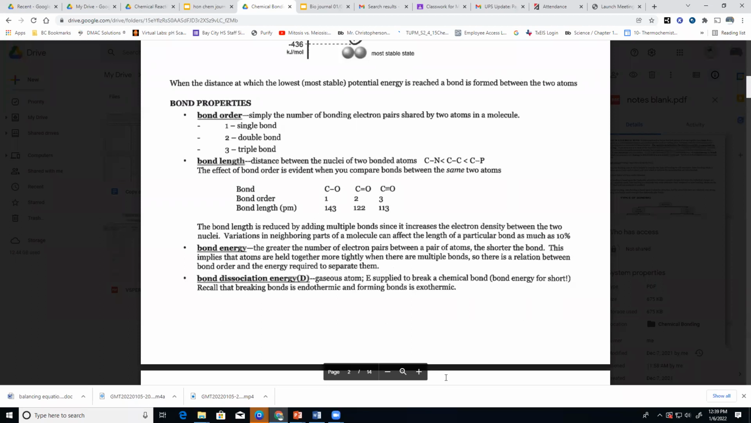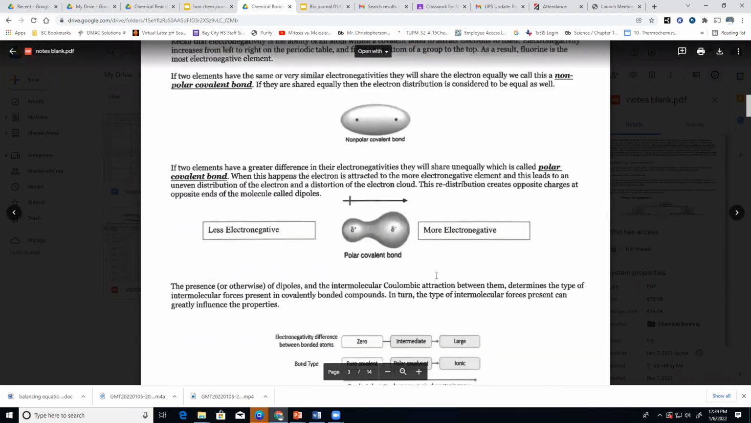So we talked about electronegativity and dipoles. Cool. All right. We may get a little bit farther. All right. Stop it. So I really didn't want to go over all that again.